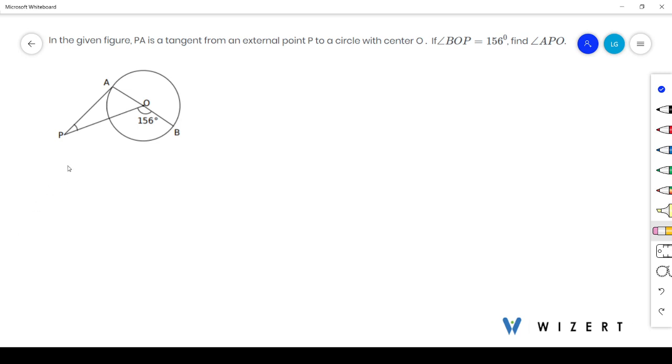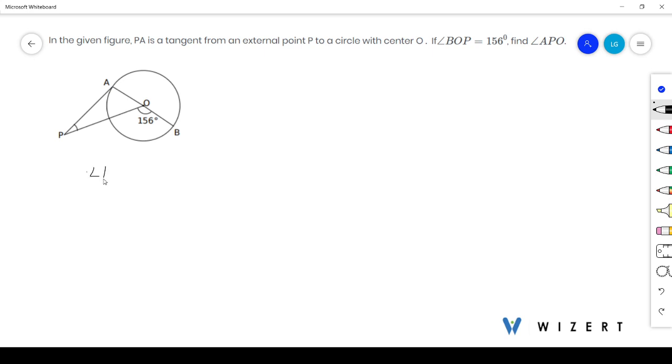Our question is, in the given figure, PA is a tangent from an external point P to a circle with center O. If angle BOP equals 156 degrees, find angle APO.